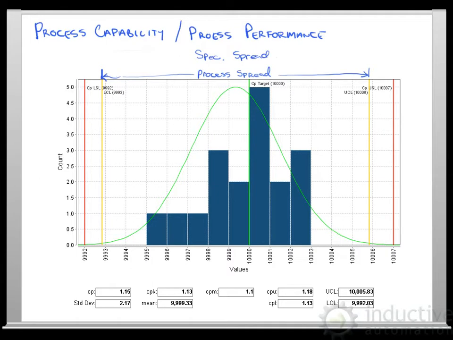And the process capability chart is really comparing these two. So we're looking at our spec limits here and seeing how our process spread fits within our spec limit spread. So hopefully our process, like is shown here, is within our spec limits. And we have a little bit of wiggle room. The machine can vary a little bit, and we're not going to produce bad product.